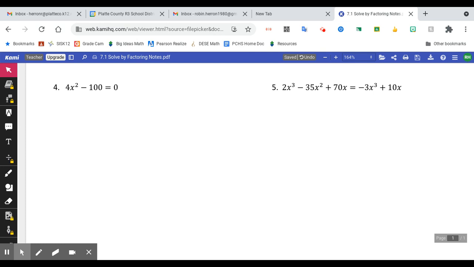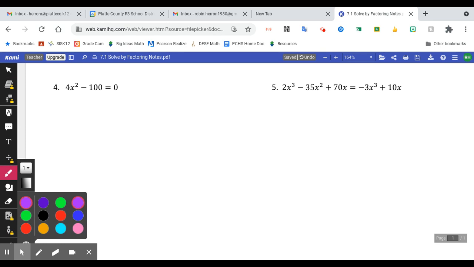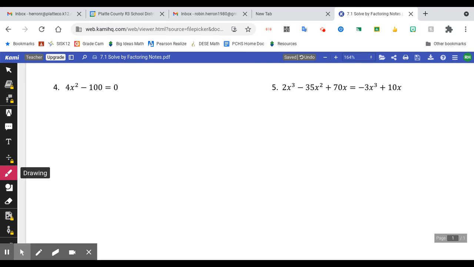So this one down below is a special case. If you look at it, we have no b value, so my b is missing. It does equal 0, but I do have a GCF. So when I pull that out, I've got x squared minus 25 equals 0. If you're recognizing these are perfect squares, so this would be x minus 5 and x plus 5 equals 0.